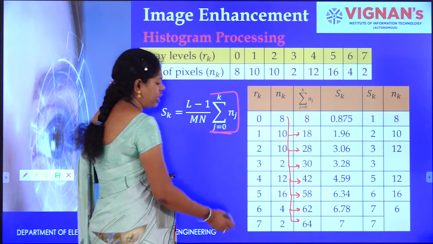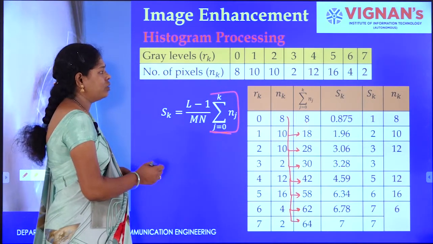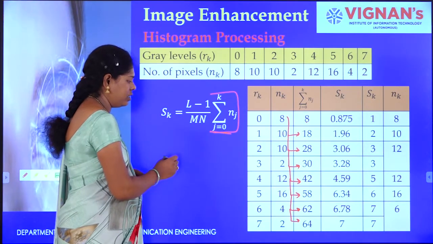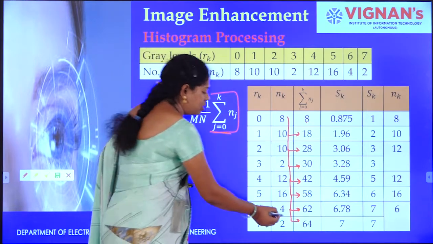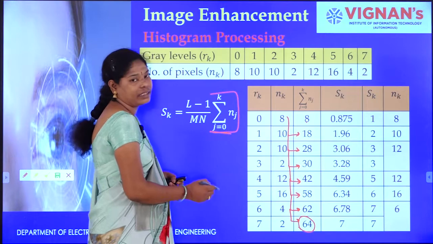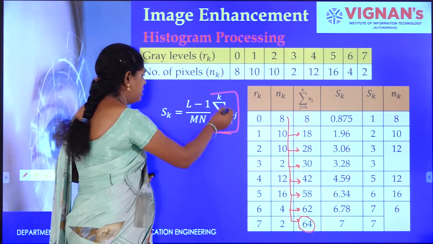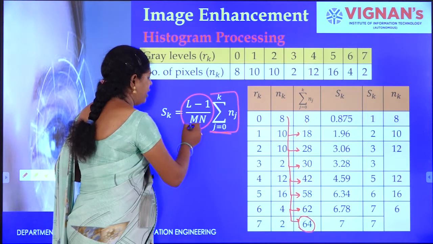One thing you should observe, here it is an 8 by 8 image. So 8 by 8, that is M is 8 and N is 8, the total number of pixels will be 64. This summation must be 64, as the size of the image. Once we have found this, next we should multiply with (L minus 1) by MN.